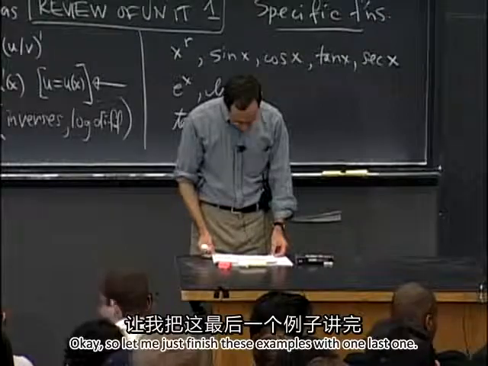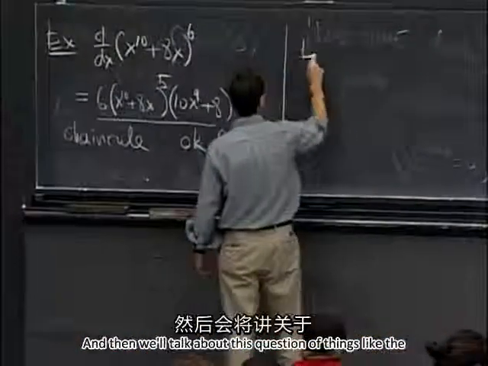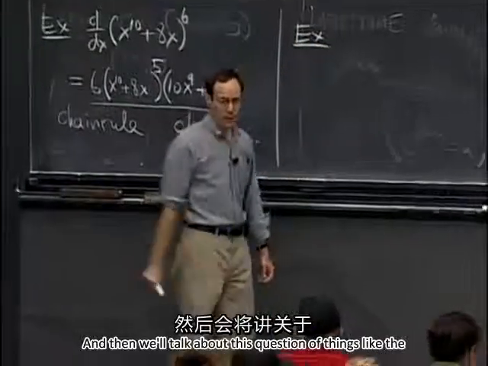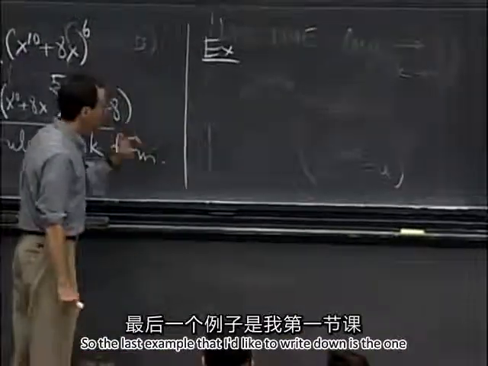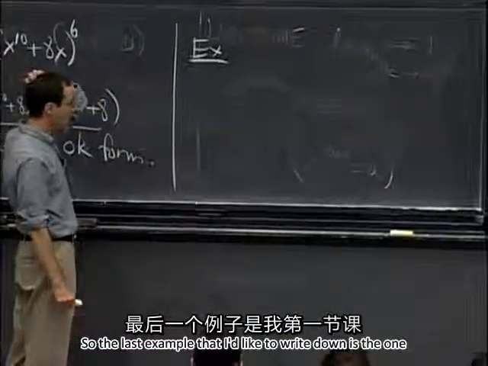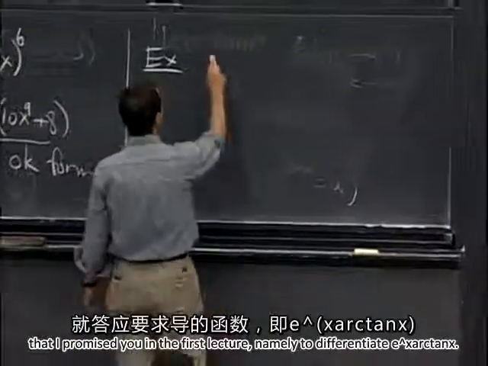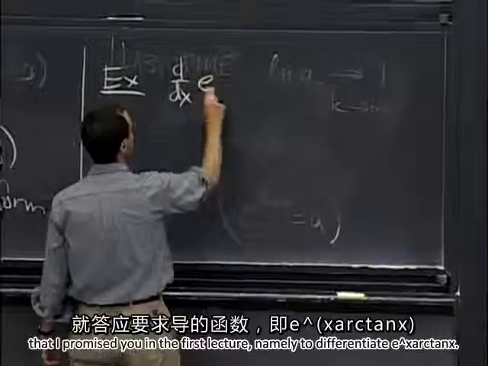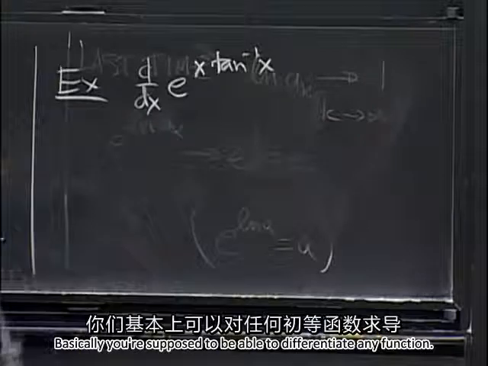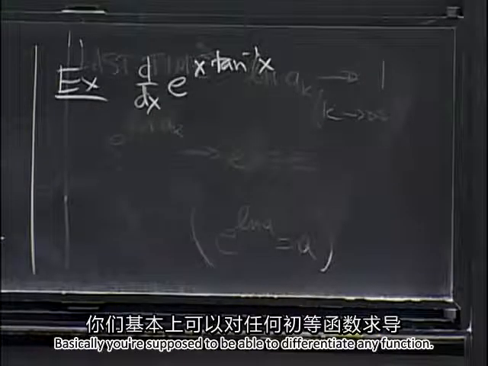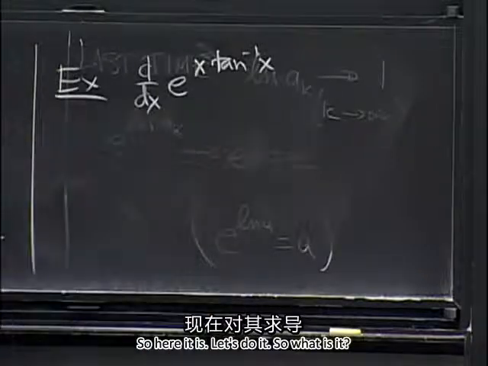Okay. So let me just finish these examples with one last one, and then we'll talk about the question of things like the derivative of the sine function and deriving it. So the last example that I'd like to write down is the one that I promised you in the first lecture, namely to differentiate e to the x arctangent of x. Basically, you're supposed to be able to differentiate any function. So this is the one that we mentioned at the beginning. So here it is. Let's do it.